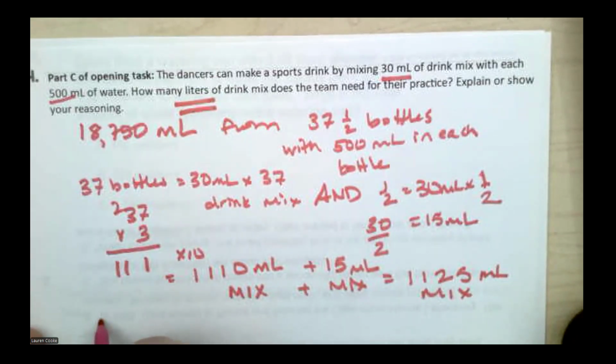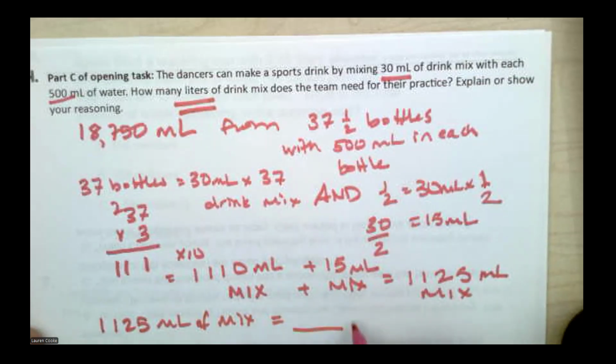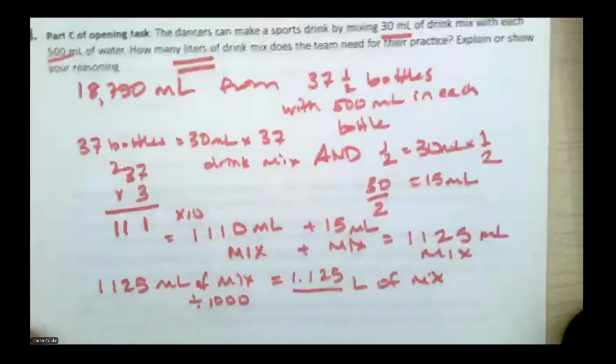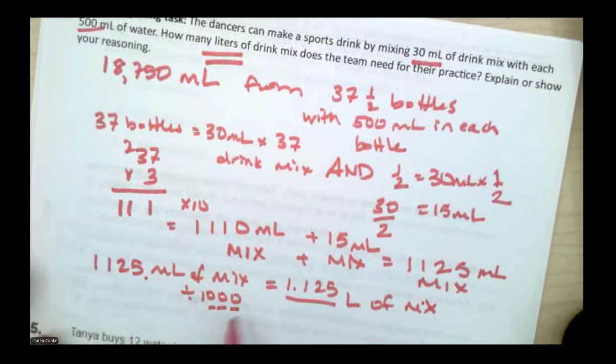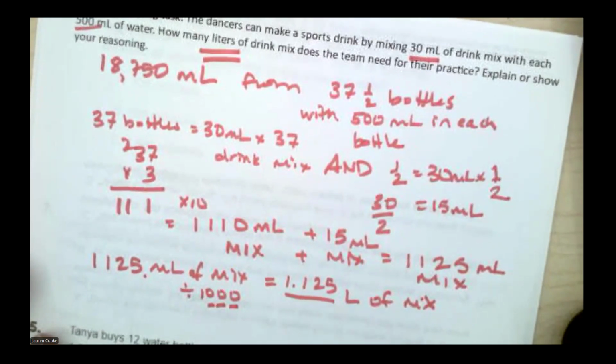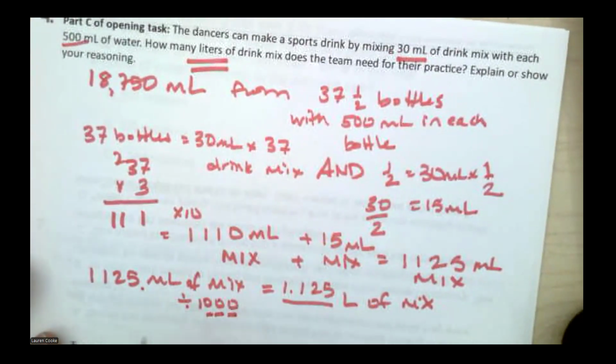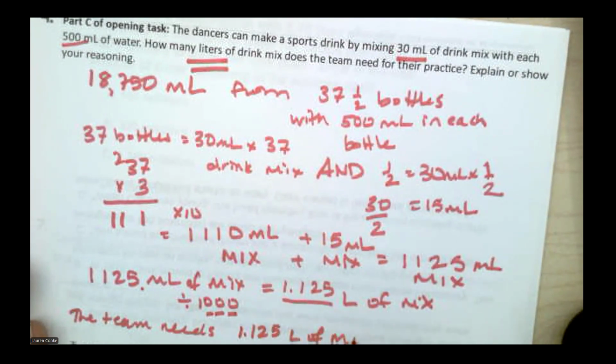And now they're asking us again how many liters of mix that is. So if I have 1,125 milliliters of mix, into how many liters of mix, I'm dividing by 1,000. I'm going to have 1.125 liters of mix because I'm moving everything to the right 3 spaces, right? There's my decimal starts there and I'm moving it 3 spaces. So it becomes out of 1,000. Okay. So the team needs, my goodness, 1.125 liters of mix for the bottles.